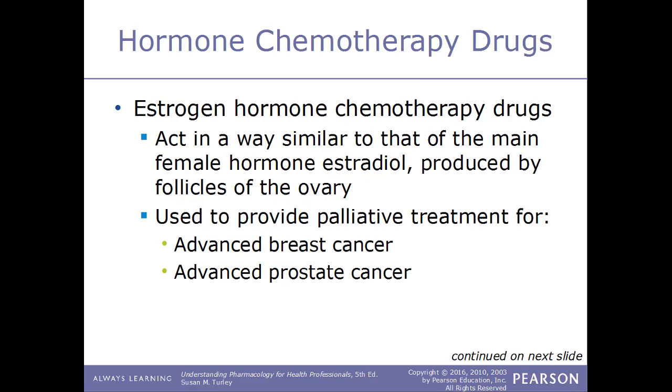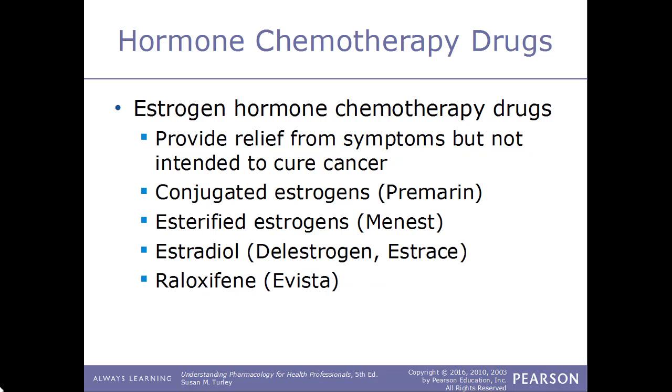Another class of hormone chemotherapy drugs are the estrogen hormone chemotherapy drugs. And these act in a way that's similar to that of the main female hormone estradiol, which is produced by the follicles of the ovary. And this is used to provide palliative treatment for advanced breast cancer and advanced prostate cancer. Now these will provide relief from symptoms, but are not intended to cure the cancer.